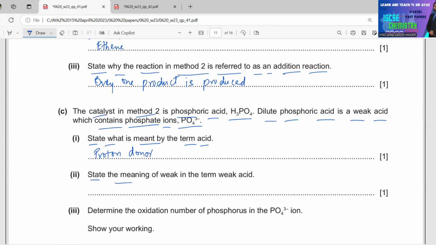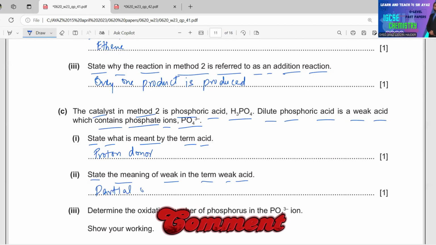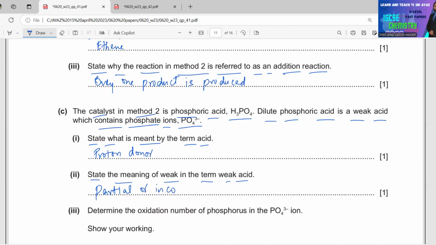Number 2, state the meaning of weak in the term weak acid. Partial dissociation or incomplete dissociation.